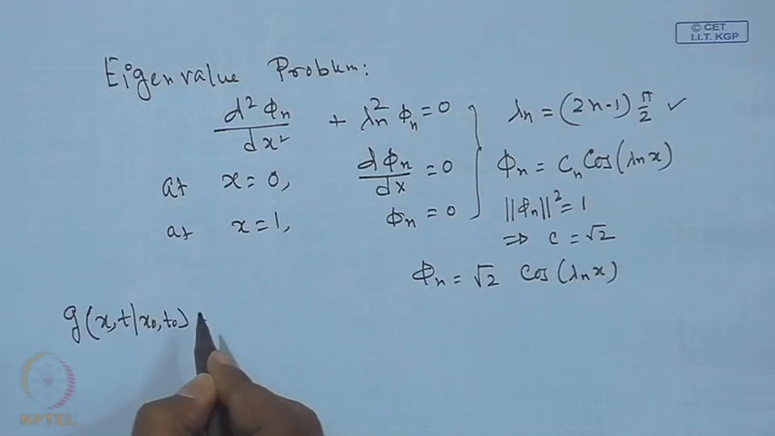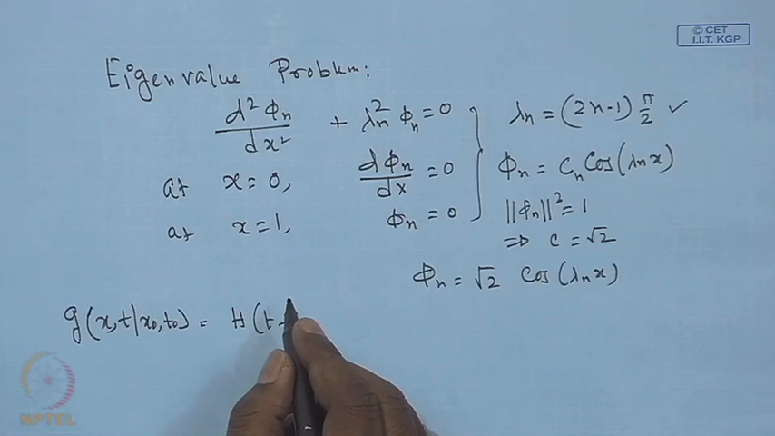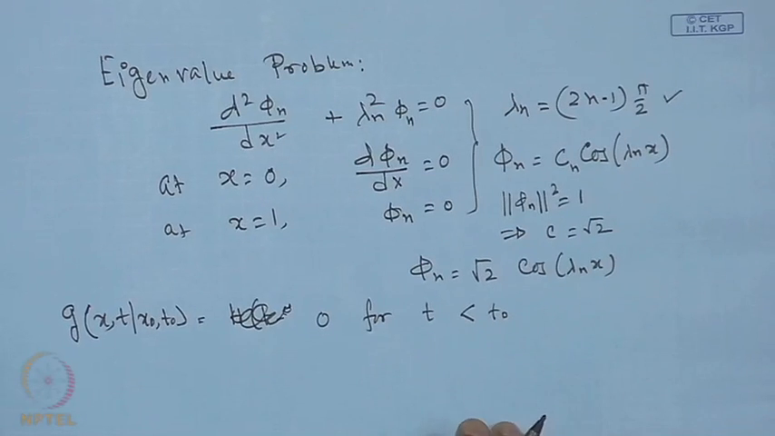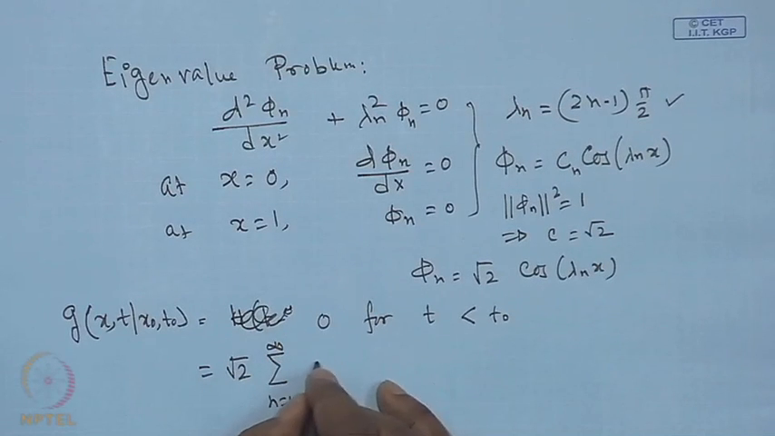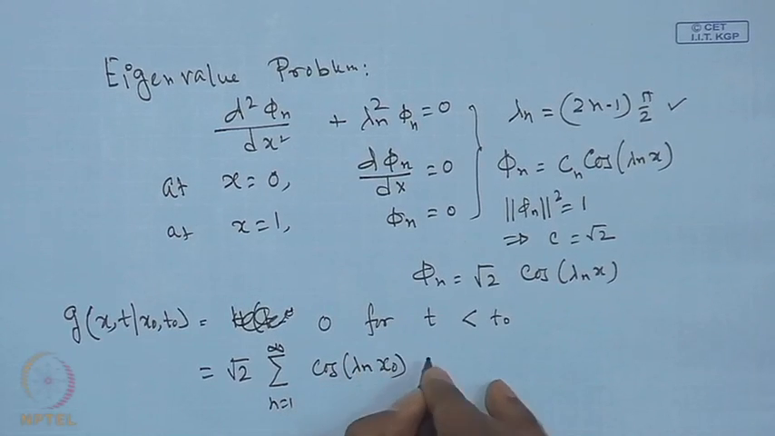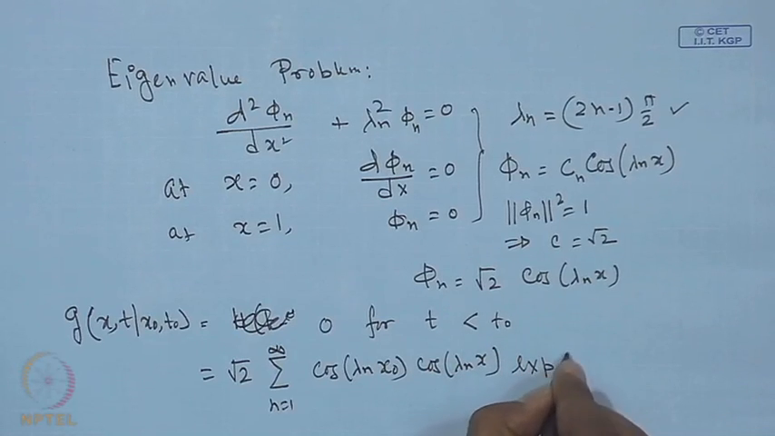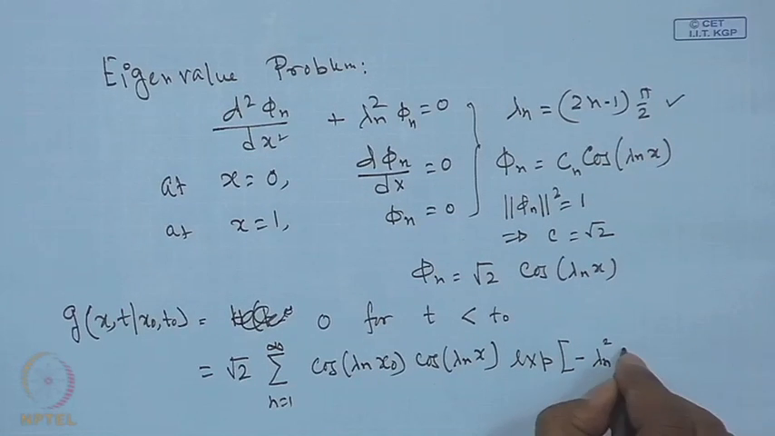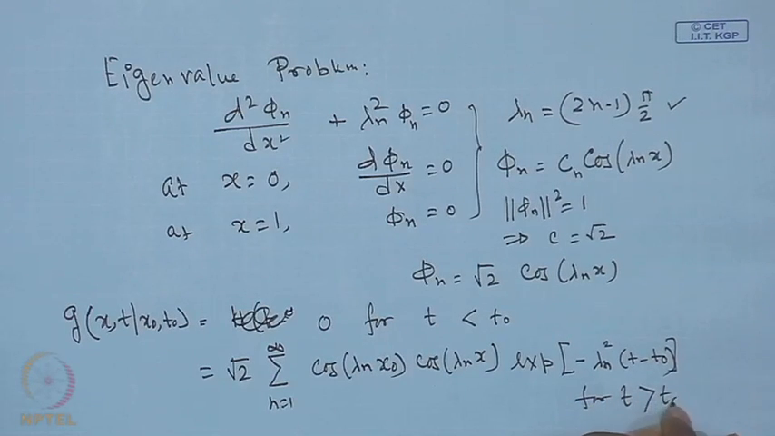Now, if you look into the corresponding Green's function solution, the expression of the Green's function G(x, t; x naught, t naught) will be equal to 0 for t less than t naught, and this will be equal to root 2 summation n is equal to 1 to infinity cosine lambda n x naught cosine lambda n x exponential minus lambda n squared (t minus t naught) for t greater than t naught.